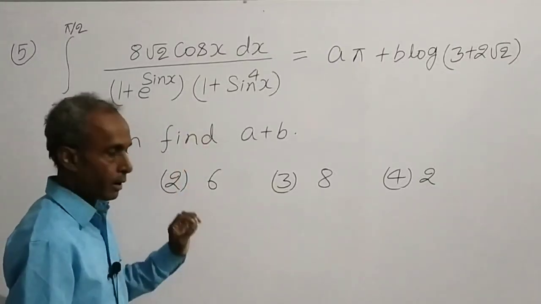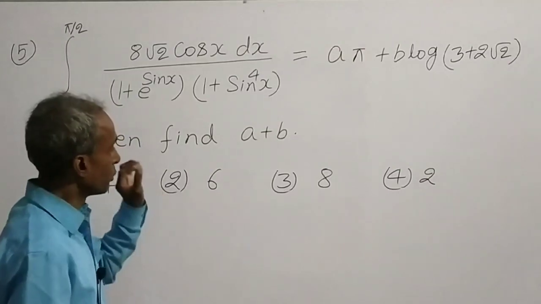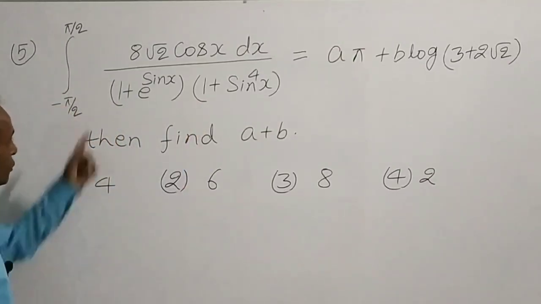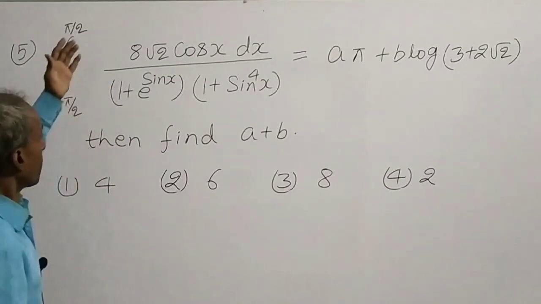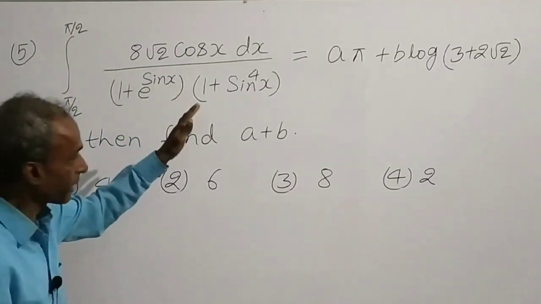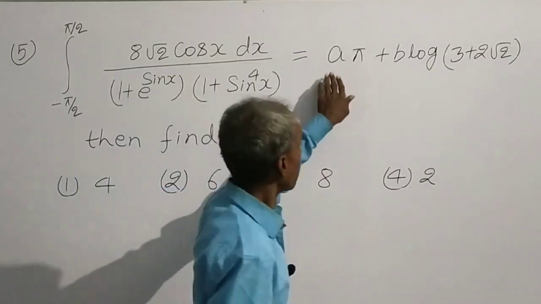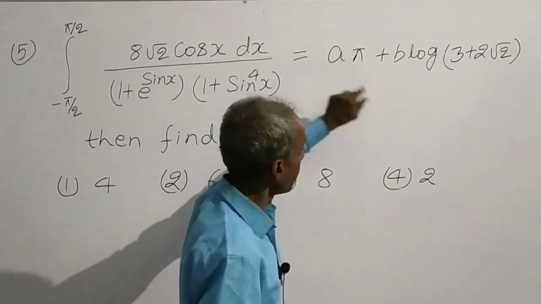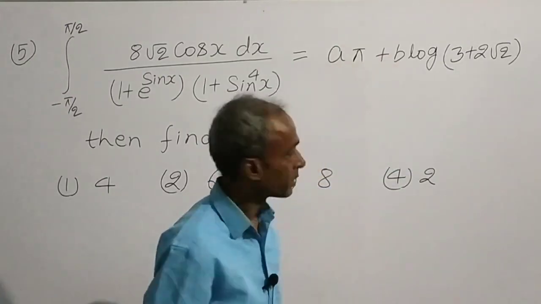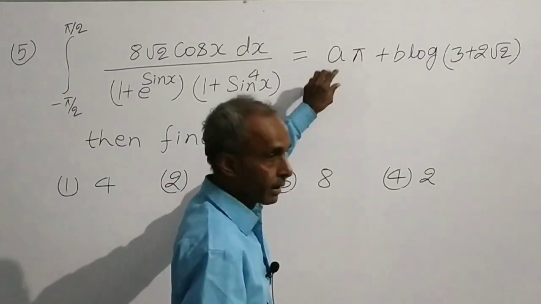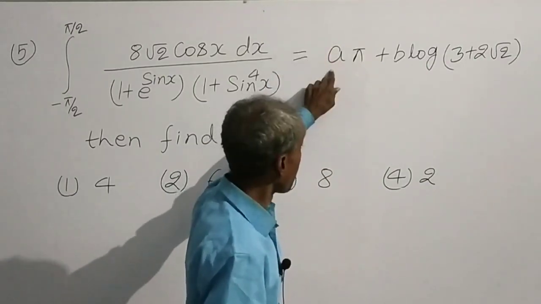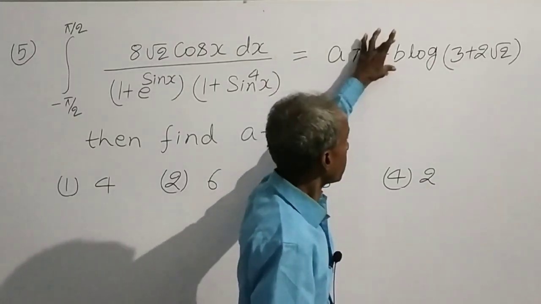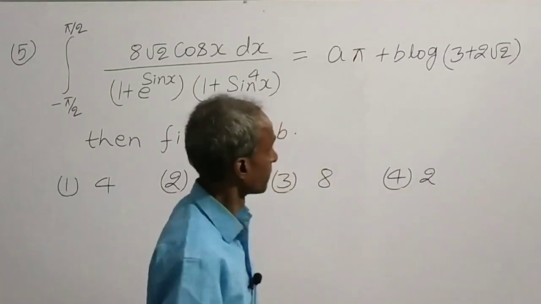This question was asked in the 2024 exam. In this question, the value of this integral is given this. But here is written A and here is written B. In place of this A, there should be some number. And in place of this B, there will be some number.